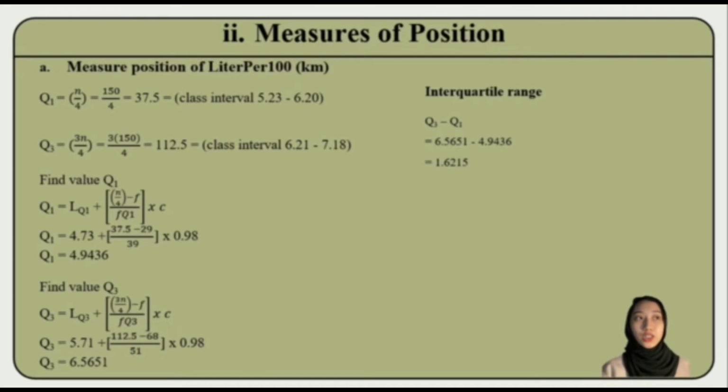Next is the measure of position. The first variable is the liter per 100. For the first quartile, the class interval is 5.23 to 6.20, and the class interval for the third quartile is 6.21 to 7.18. The value of the first quartile is 4.9436 and the value for the third quartile is 6.5651. The interquartile range for liter per 100 kilometer is 1.62150.